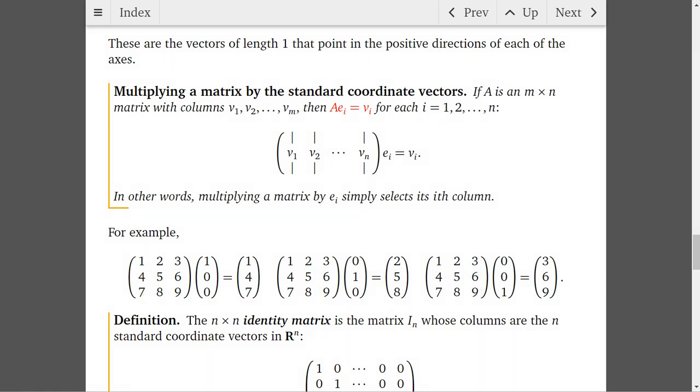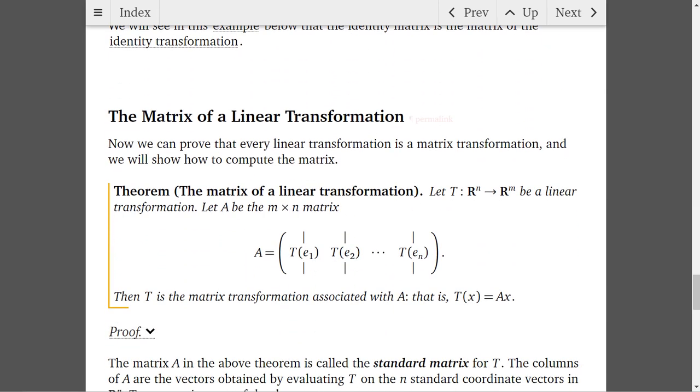Why is that important? Well, it's important because whatever happens to the standard basis vectors under the transformation determines the standard matrix, right? So if I have this transformation and I transform the first basis vector, that's the first column of the matrix A that does the transformation. And if I take the transformation T and I transform the second basis vector, then that transformation is the second column of A, the matrix that does the transformation.